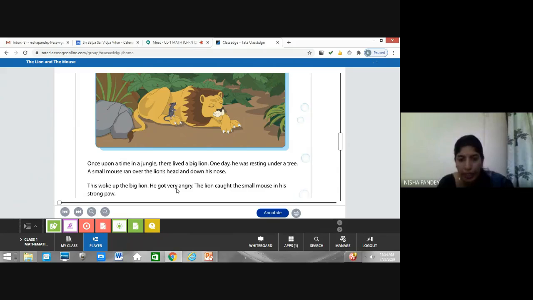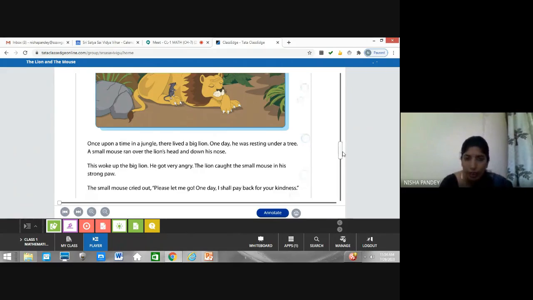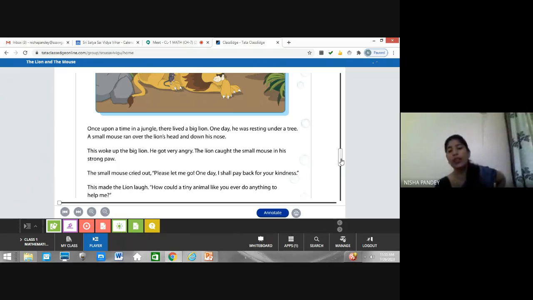He got very angry. So what was the lion doing? He was taking rest. Maybe he was dozing or sleeping. Okay, it is not mentioned, but he was taking rest. So one small mouse came and he ran over the lion's head. Where did he climb? On the lion's head and then below it, under the nose. So doing this, what happened?